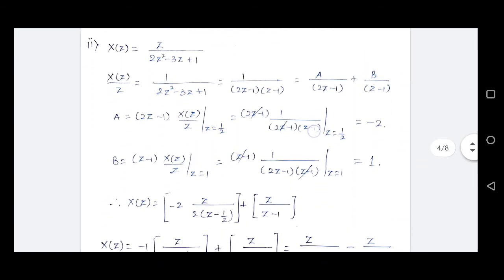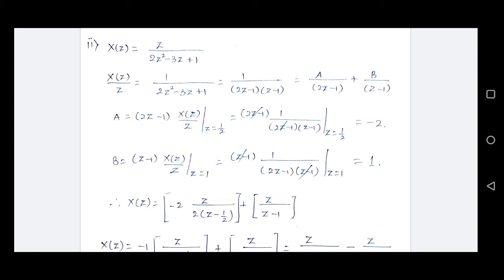Now we'll be looking into the partial fraction expansion method for the Z transform z divided by 2z squared minus 3z plus 1. According to the first step, we'll write X of z divided by z. So the right hand side will be 1 divided by 2z squared minus 3z plus 1. We'll factorize the denominator: 1 divided by (2z minus 1) and (z minus 1). There are two poles, so there will be two residues, A divided by 2z minus 1 plus B divided by z minus 1. The values of A and B will be calculated.